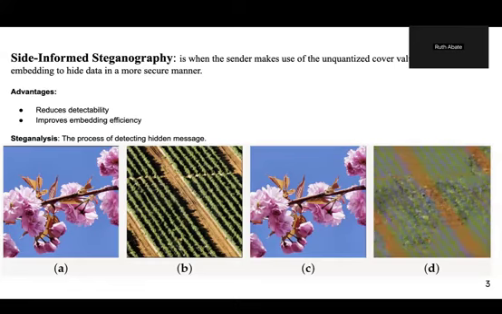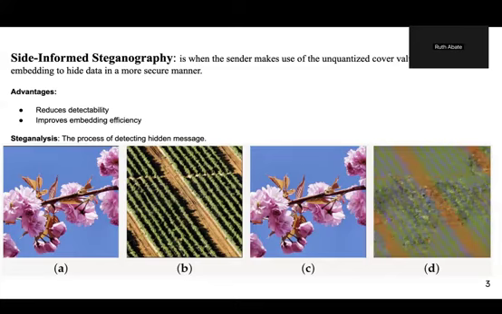Now let's see this image. Look at image A. This is an original unaltered image. It's just a normal picture with no hidden data. Now let's look at image B. This is a different cover image used for embedding comparison. Now let's look at image C. This one has a hidden image embedded using side-informed steganography.